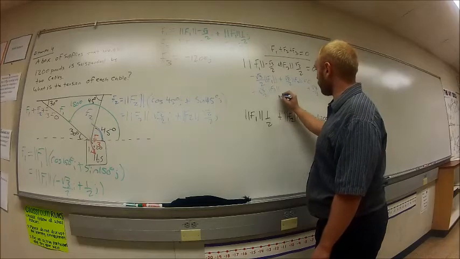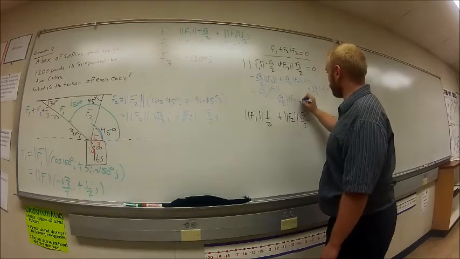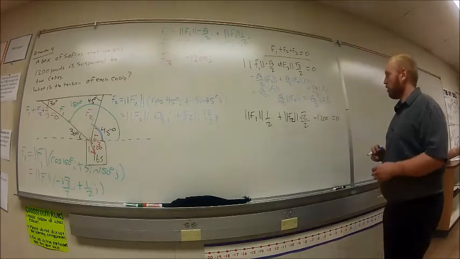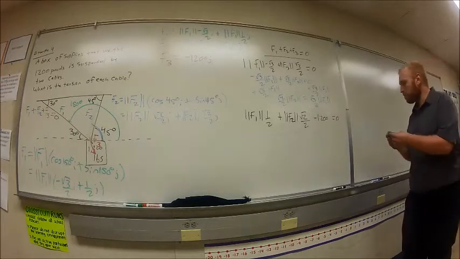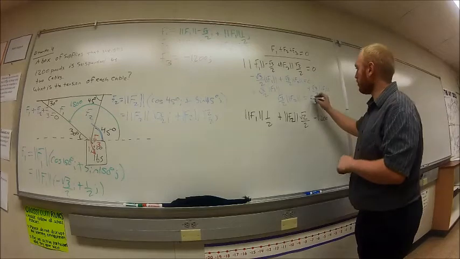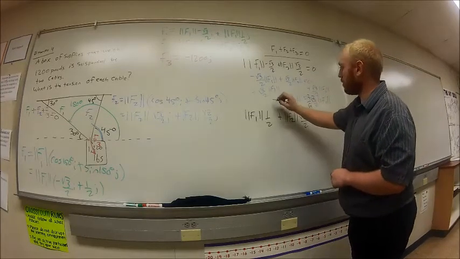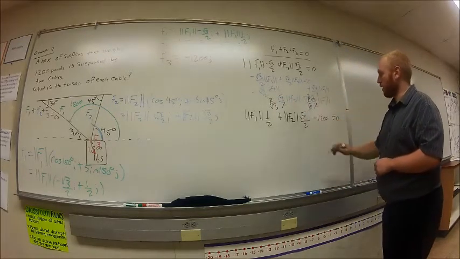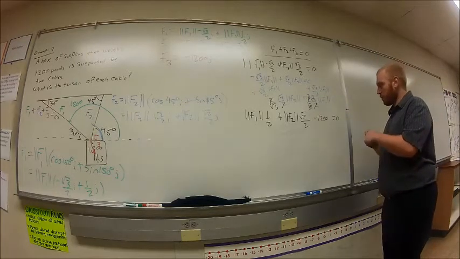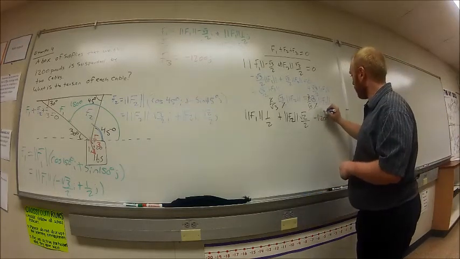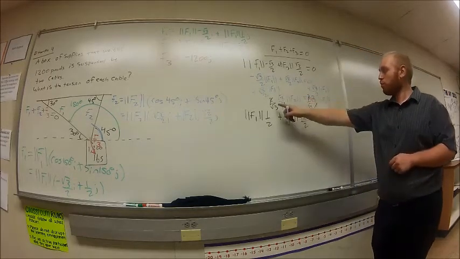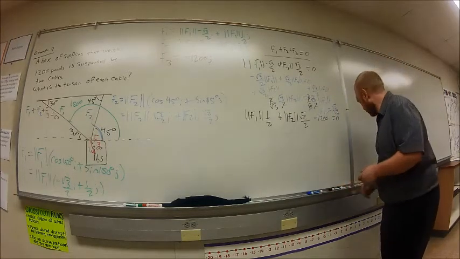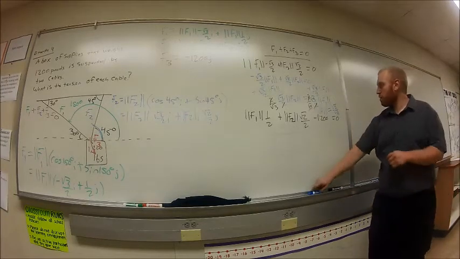So if you look, we have root 2 over 2 times the magnitude of force 2 equals root 3 over 2 times the magnitude of force 1. Now if I want to solve for force 1, I'm going to multiply by 2 over root 3. The 2's cancel. And that gives me the magnitude of F1 equals root 2 over root 3. We need to use this. Let me box it real quick so we all can see it.